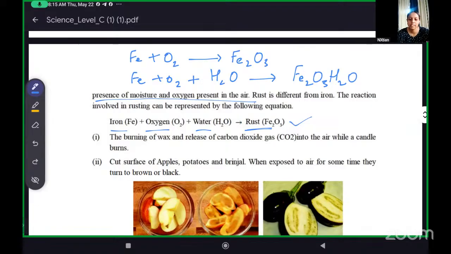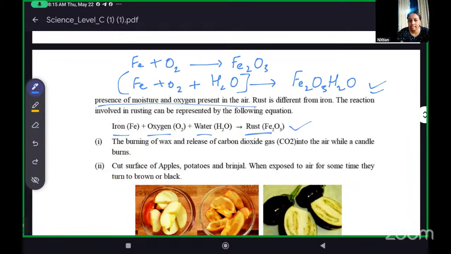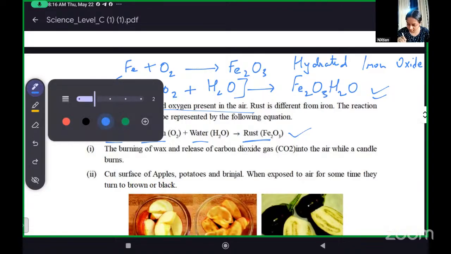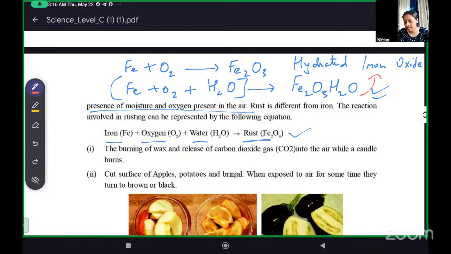Because this is what we will get when we combine. It is called hydrated iron oxide, or rust. So, ma'am, this is rust. It is rust, yes. It is rust.